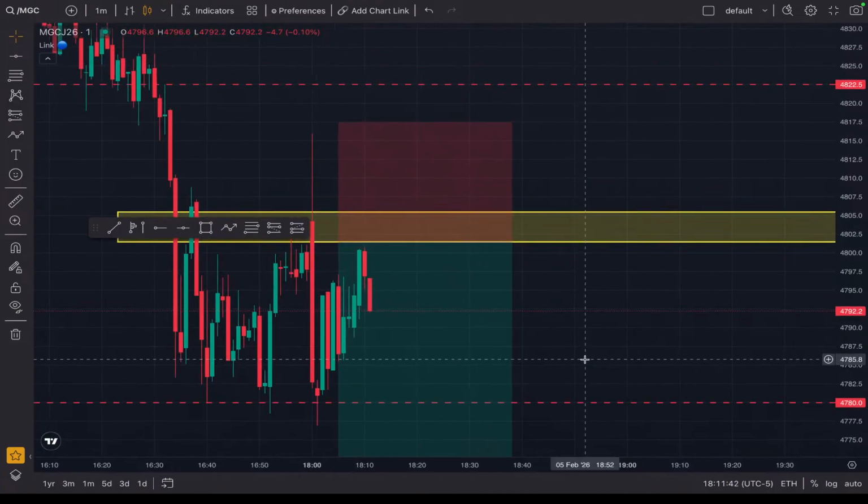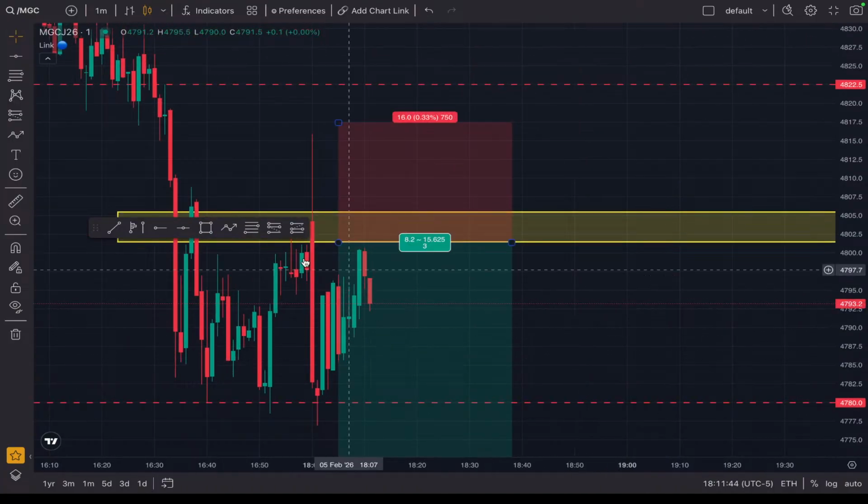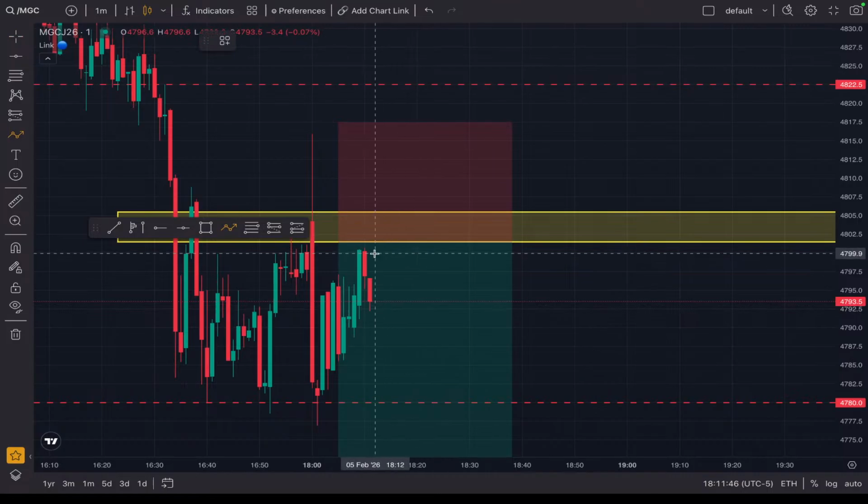So, all right, we got some potential trades, right? Trade number one. Boom, price comes up here. It retests off the box, and then it goes up.